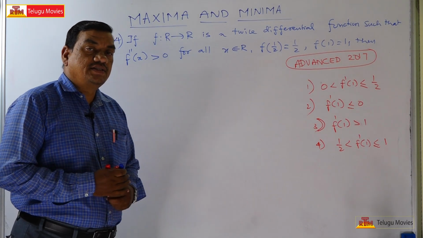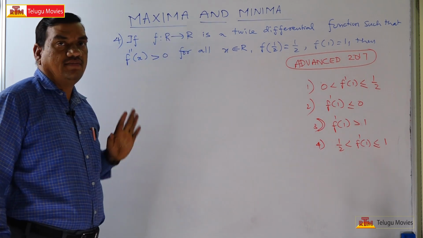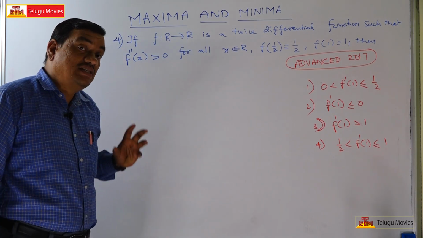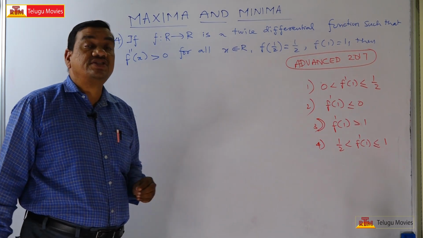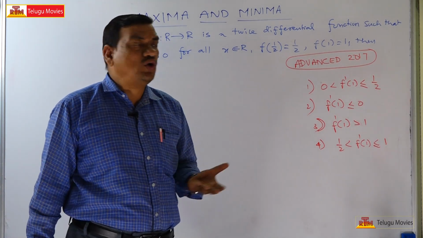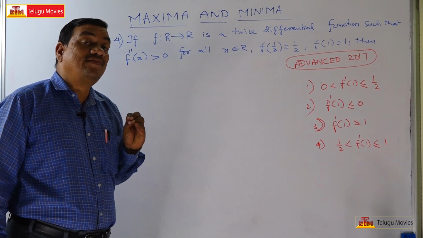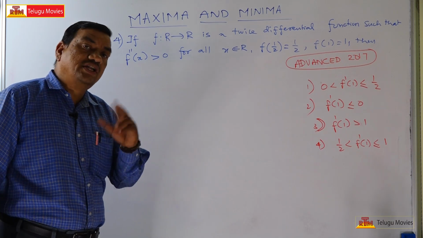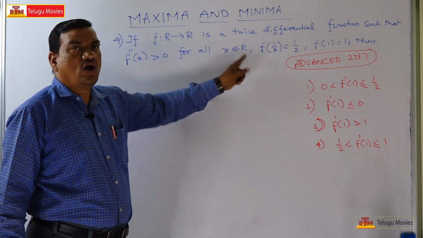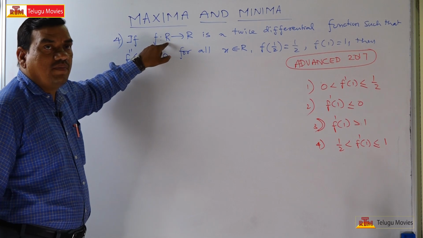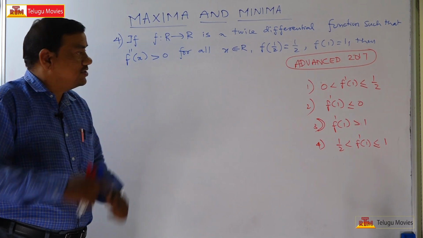So let us see this next problem. If f is a function from the set of real numbers to real numbers, that is, the domain is the set of real numbers and the codomain is also the set of real numbers, and it is a twice differentiable function. That means we can find the derivatives 2 times. Both derivatives exist, and moreover f double dash of x is greater than 0 for all x belonging to real numbers. If you substitute any x in the second derivative, it is greater than 0.